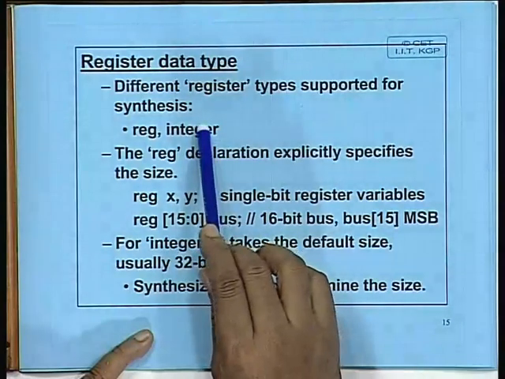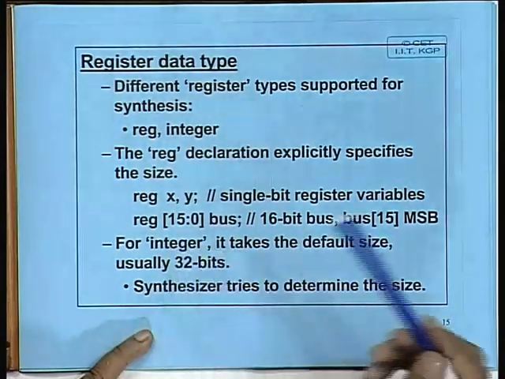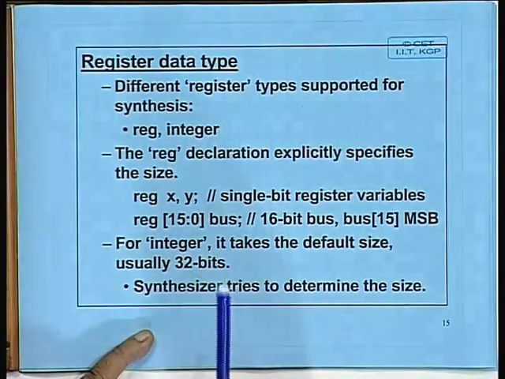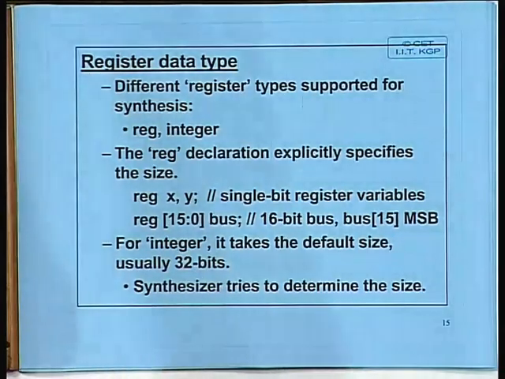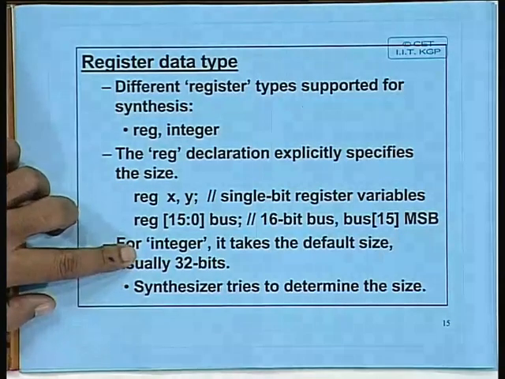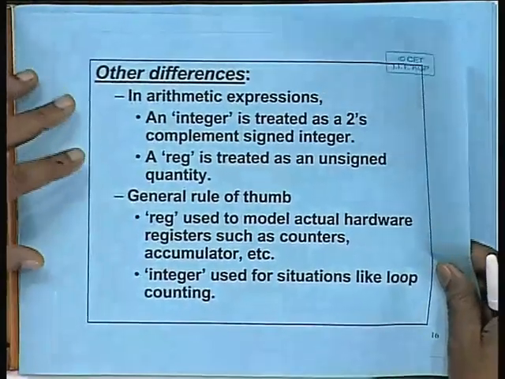And for integer, normally the synthesizer or the simulator will be taking the default size, which is 32 bits. But if you are trying to optimize, then it can do a data flow analysis and it can try to deduce what should be the minimum possible value of that integer, and it can just use that minimum value. Then I will give an example, just have an example later, I will show you. Other than this, this is one main difference. In register, you have to explicitly specify the size. In integer, you do not specify the size. The default value is taken normally.